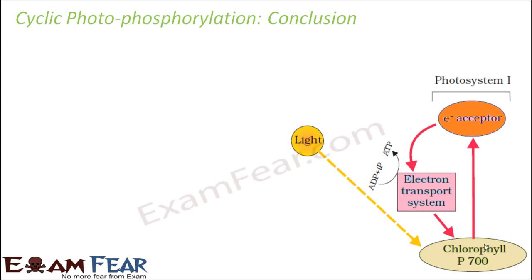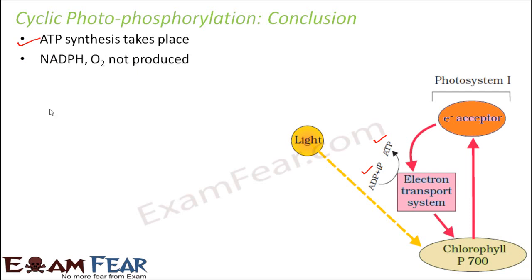So let us quickly look at the conclusion of cyclic photophosphorylation. This is how the process occurs. Light falls on PS1, that is P700. Electrons get excited, and the electron is picked up by the first electron acceptor. From there it moves through the electron transport system and then comes back to PS1. Meanwhile, enough energy is released due to the breakdown of the proton gradient, which activates the ATP synthase enzyme, which in turn causes phosphorylation of ADP to form ATP. That is the overall process of cyclic photophosphorylation.